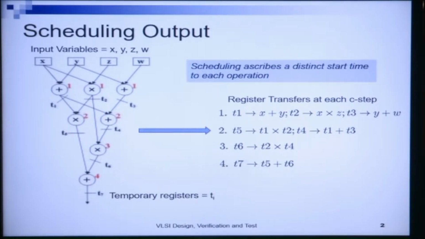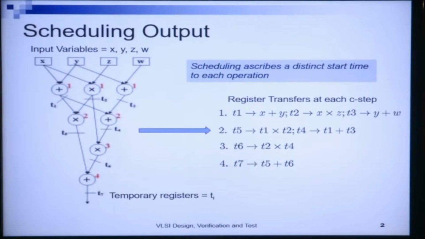Each of these operations takes input from certain input variables and produces outputs on temporary registers or temporary variables. So these T1, T2, T3 are temporary variables. And what we have is a set of register transfers. The set of register transfers here are T1 equals x plus y in the first time step, T2 equals x into z in the first time step. Similarly, we have different register transfers at each time step at the output of the scheduling step.